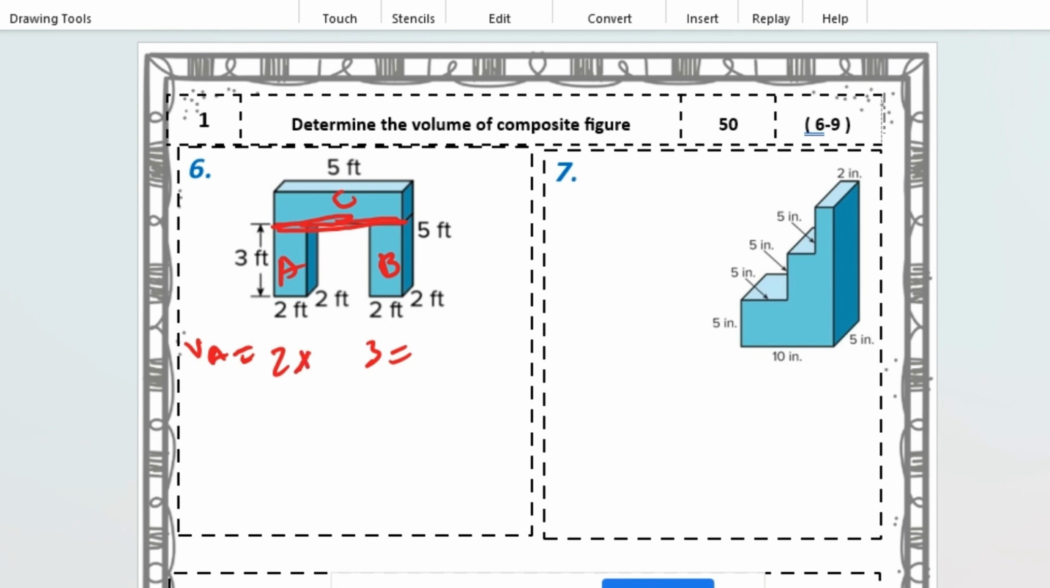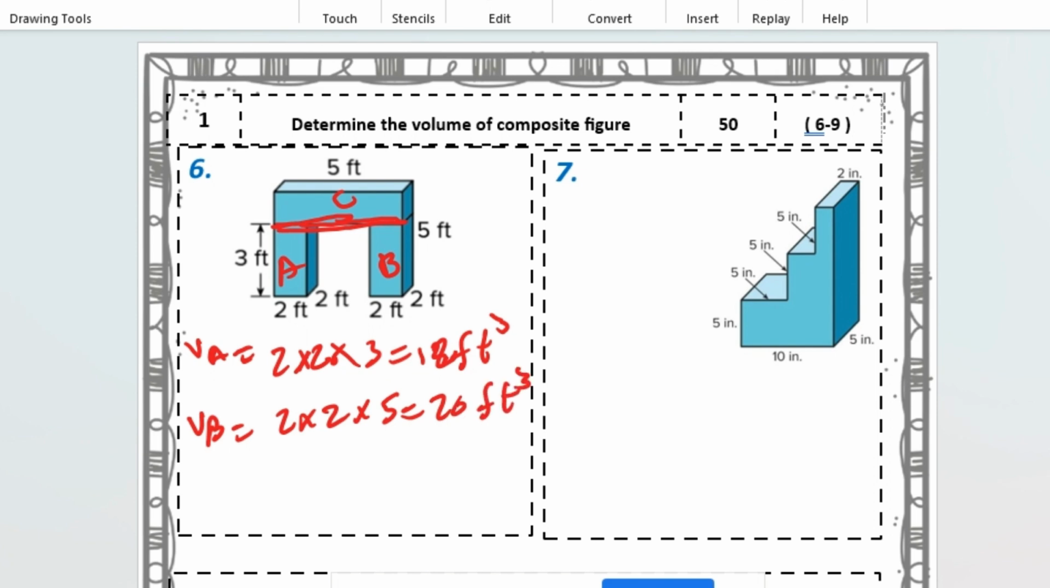2 times 2 times 3. 2 times 2 is 4. 4 times 3 is what? It's 12 feet cube, of course. And VB is what? The same, 2 times 2 times 5, which is 4 times 5, which is 20 feet cube.